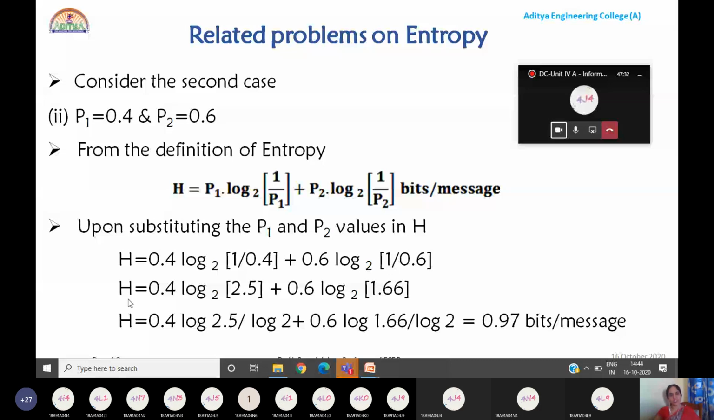Please solve this and tell me the answer for the first term, the second term, and the total. 0.967, ma'am. Okay, so finally you got the entropy as 0.97 bits per message. And for the first case, what did you get? Approximately 0.